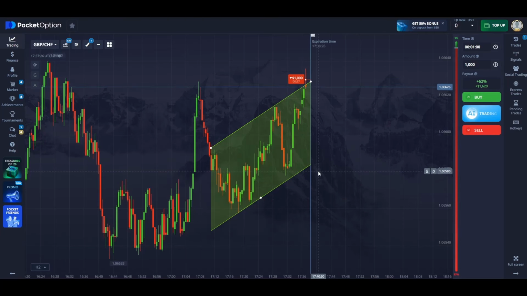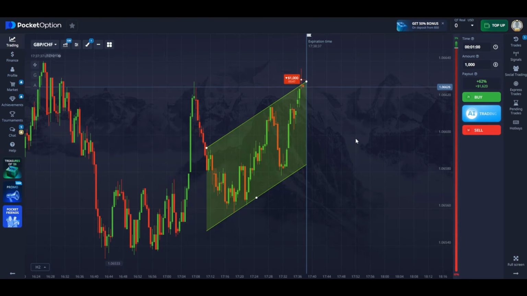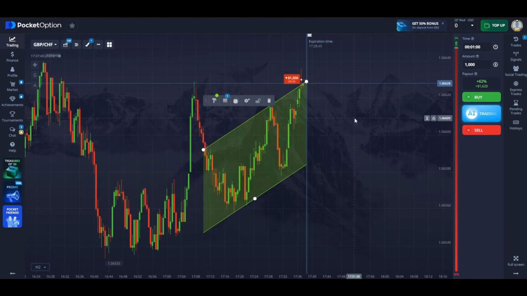Hi everyone. As you know, Pocket Option has a technical tool available to us. These are parallel levels. You see, I have them set up right now, and they show us certain levels, but only parallel ones, not like these. But the parallel ones show the levels.